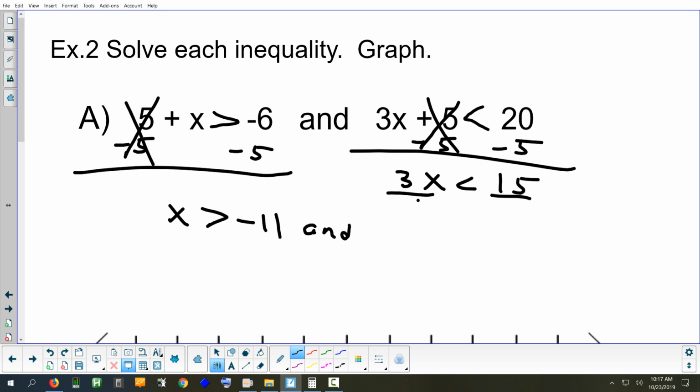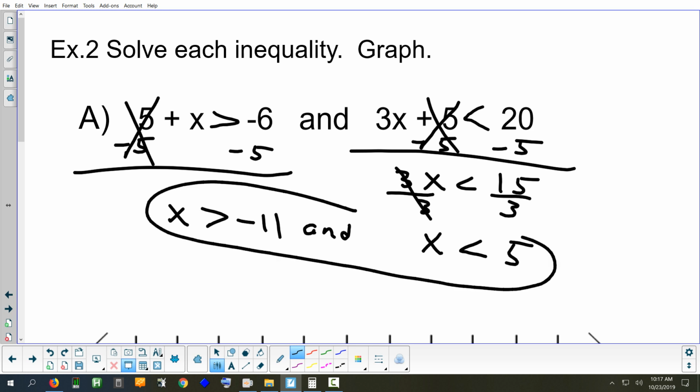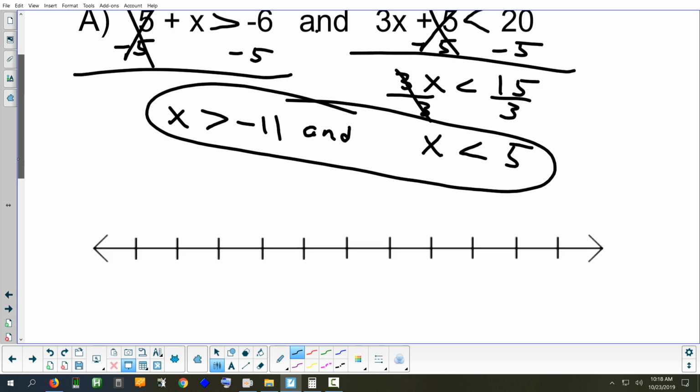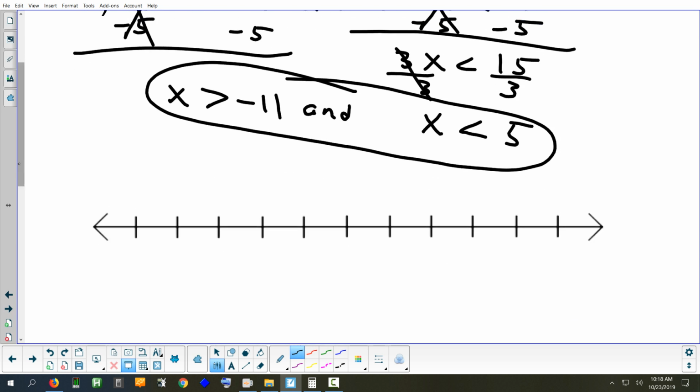Divide by 3. Should I be flipping the sign? No. Same rules still apply. I didn't divide by a negative, so I'm not going to flip it. So x is less than 15 divided by 3, which gives me 5. Nice. So that is your answer. Don't forget the word and. It had the word and when we started, it's going to have the word and when we finish. You can't forget that. All right, so we've solved, and now we're going to graph it.